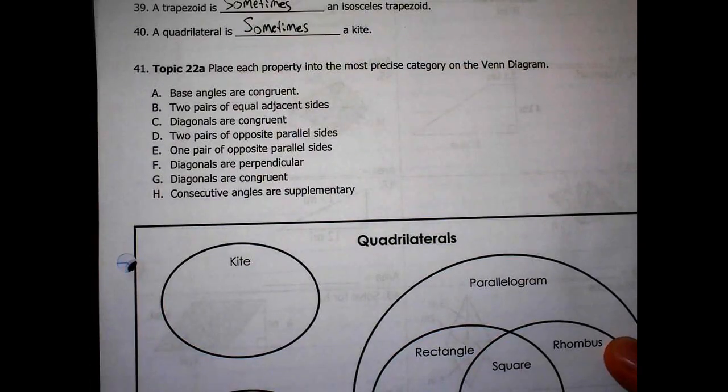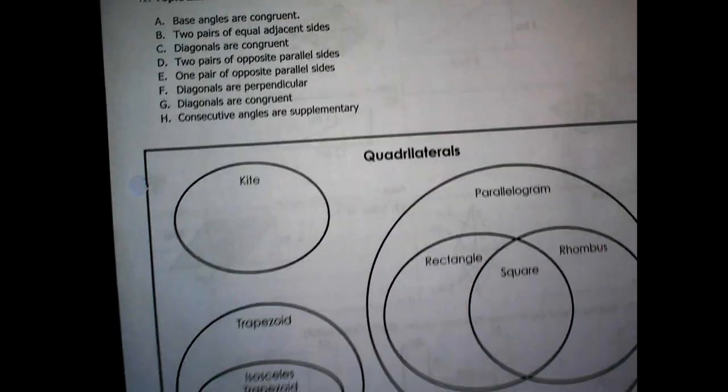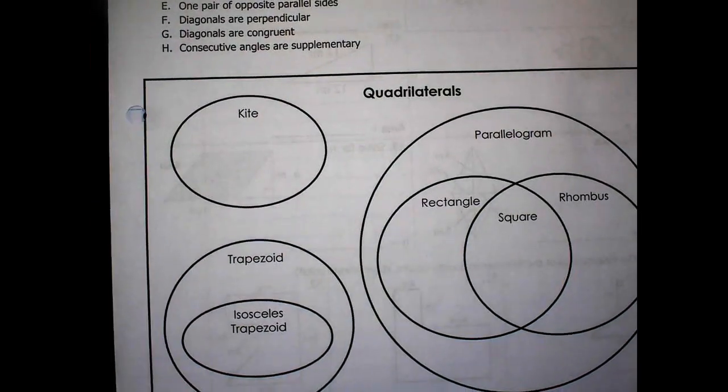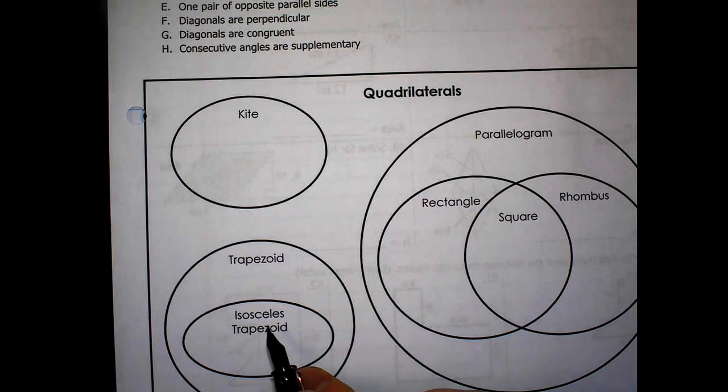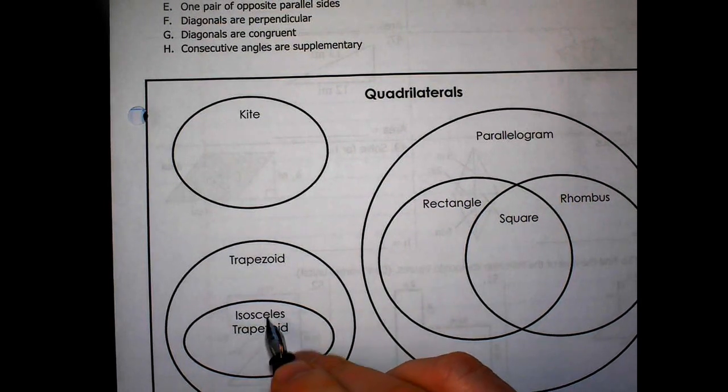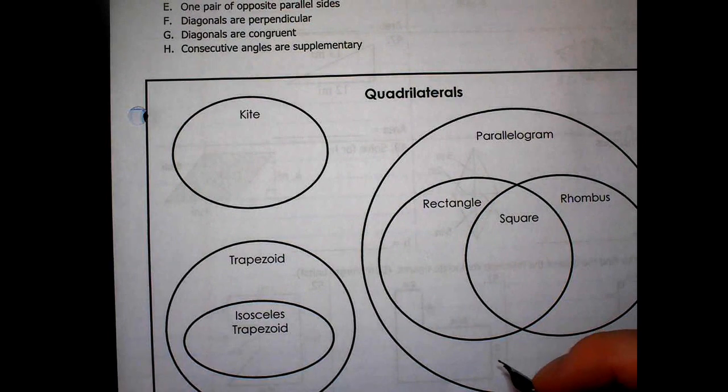Place each property into the most precise category on the Venn diagram. A. Base angles are congruent. There's only one shape where we even talk about base angles, and that's a trapezoid or the isosceles trapezoid. The isosceles trapezoid is the only one where those base angles are congruent.